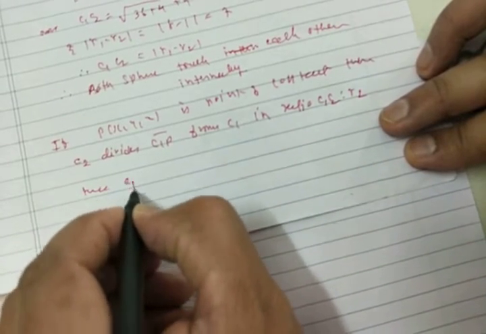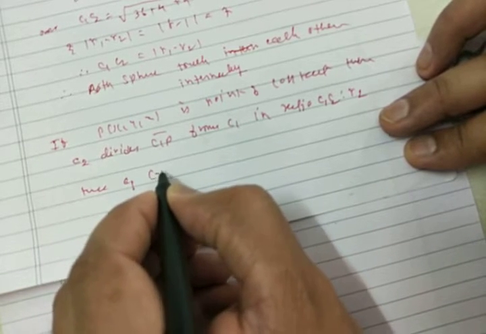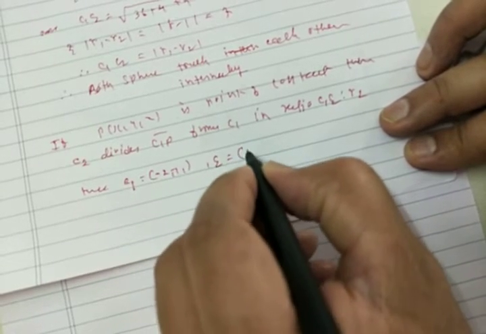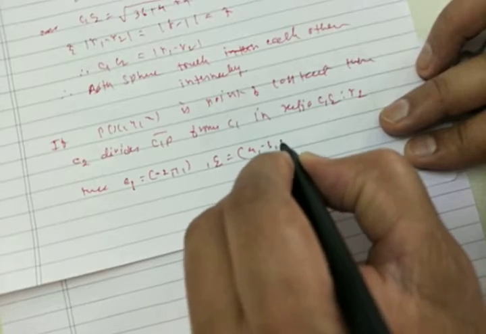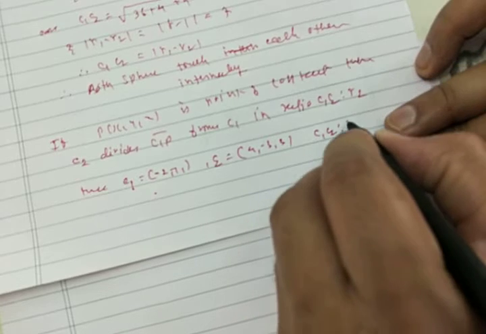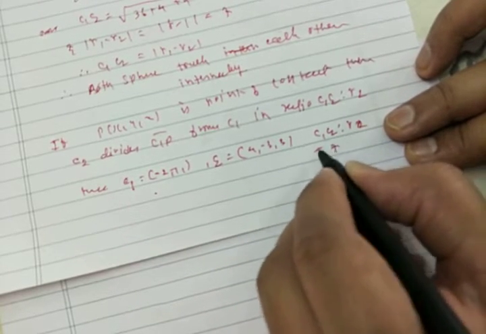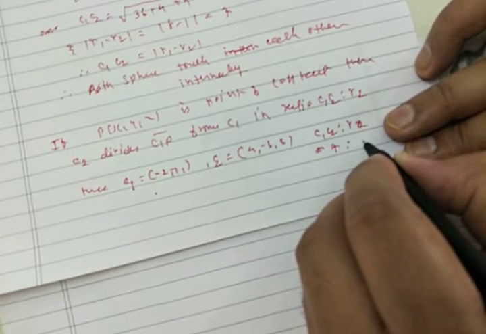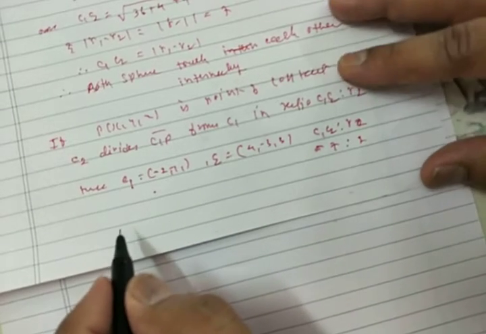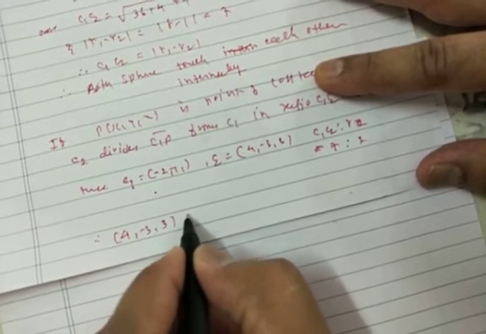Here C1 is (-2, -1, 1). C2 is (4, -3, 3). C1C2 is to R2: C1C2 is 7, R2 is 1. And therefore C2 divides C1P in ratio 7 is to 1. Therefore (4, -3, 3).